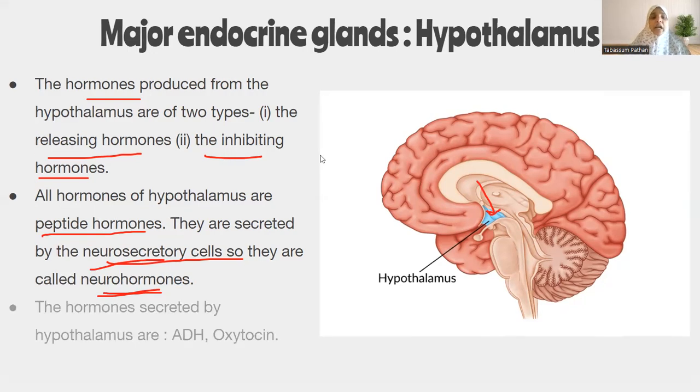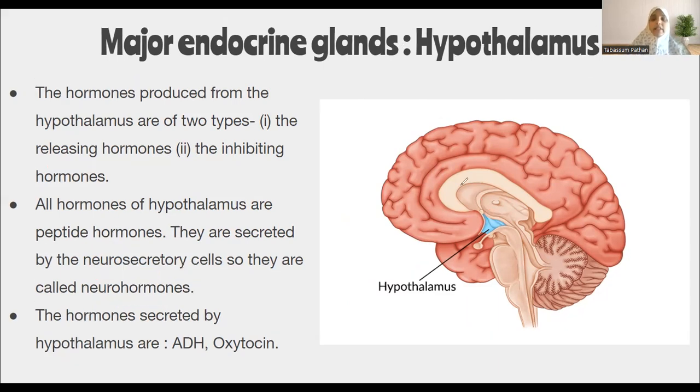The hormones that are secreted by the hypothalamus are antidiuretic hormone and oxytocin. Yes, antidiuretic hormone and oxytocin. You need to remember this. Now, this hypothalamus connects to the pituitary gland. You see over here, a small pea-shaped gland, known as the pituitary gland, is connected to the hypothalamus by this stalk.